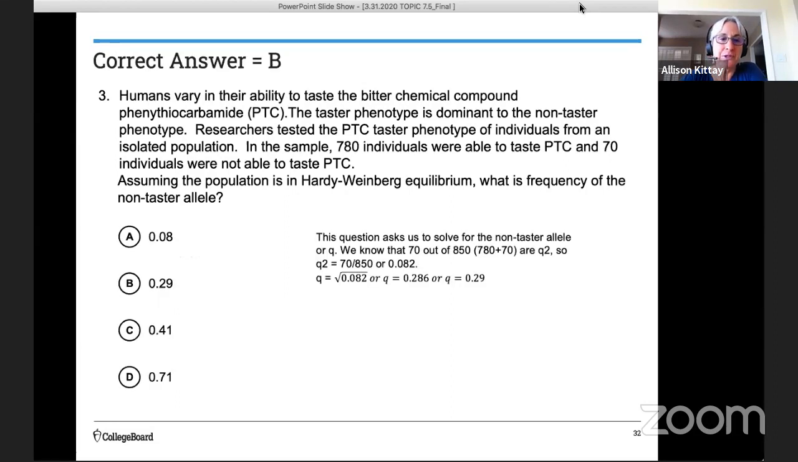Okay. So this question asked us to solve for the non-taster allele, so we're solving for Q. We also know that 70 out of the total number of individuals, which is 850, so 780 plus 70 is 850, are equal to Q squared. So Q squared is equal to 0.082. To get this answer, all we have to do is take the square root of 0.082, and that is 0.286, rounded up to 0.29, and that's answer choice B. So once you get the hang of these, they're pretty fun. I think they're pretty fun. Practice, practice, practice with Hardy-Weinberg problems.